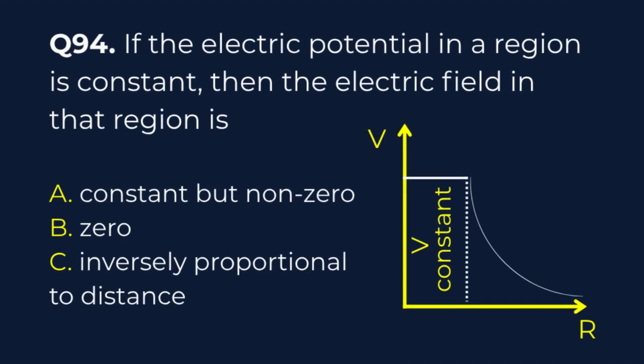Question 94. If the electric potential in a region is constant, then the electric field in that region is: a) constant but non-zero, b) zero, c) inversely proportional to the distance.